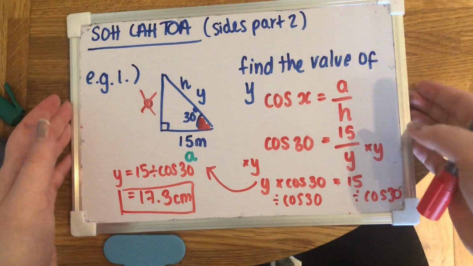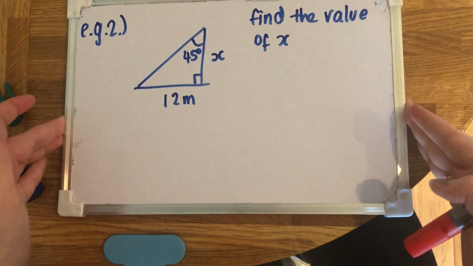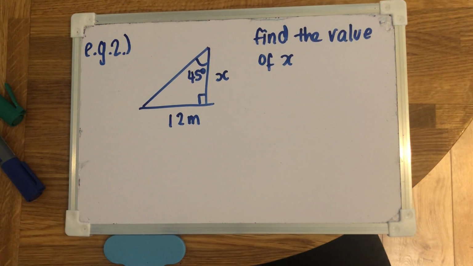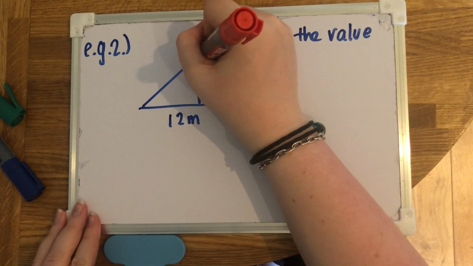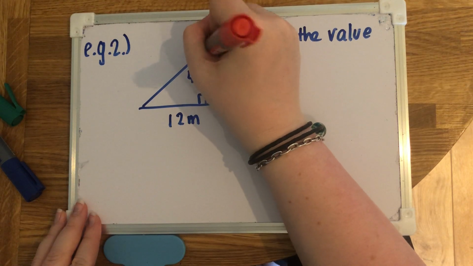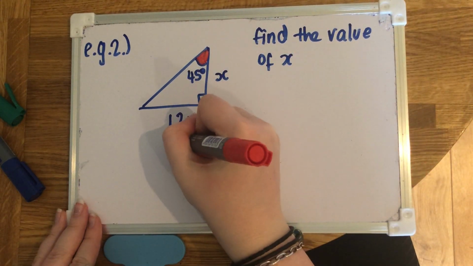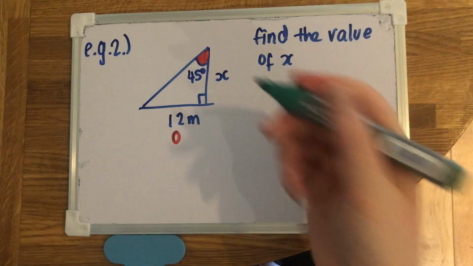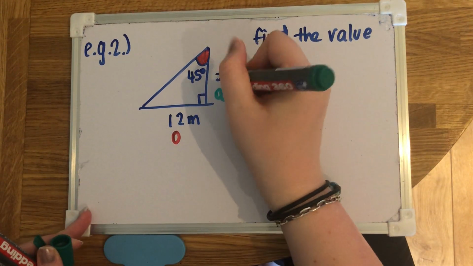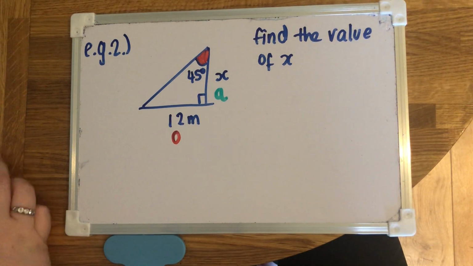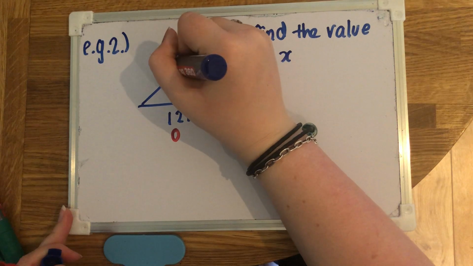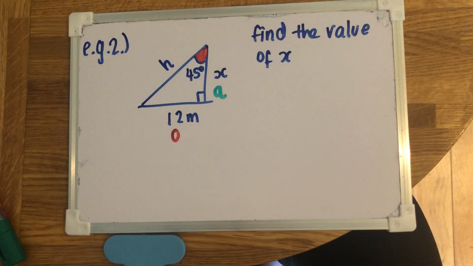Okay, let's try one more. Okay, so again we've got another triangle. Step one is that we're going to label it. So there's the angle, this means it's the opposite. X must be the adjacent because it's got the two angles. And the opposite side here to the right angle must be the hypotenuse.